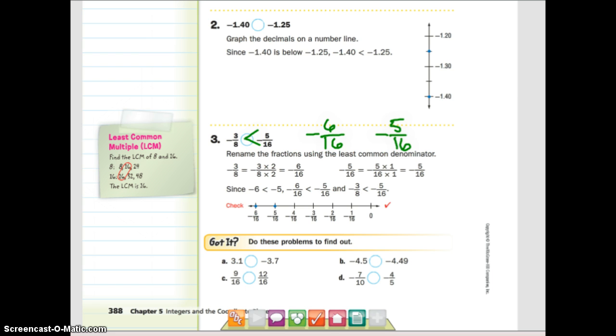Get it? Got it? Go. Remember, pause the video. When you're done with these, turn the video back on.